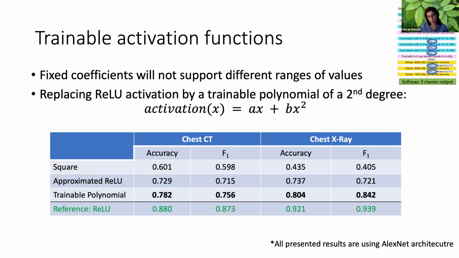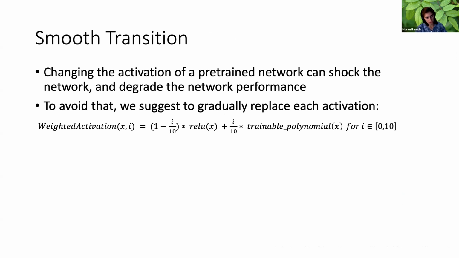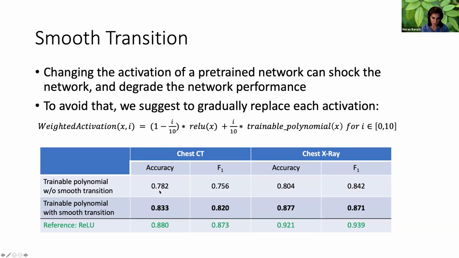So now I'm going to talk about how to change the activation, which we call the smooth transition. If you remember, the original model needs the ReLU activation, but when we move to a polynomial of second degree and change all the activations at once, it can shock the network and degrade the performance. So we would like to avoid that by gradually replacing each activation. For example, here we have the weighted activation. We chose a round of 10 epochs. We would like to change gradually over 10 epochs. For example, we start with ReLU activation and gradually shift to the trainable polynomial until we have only a trainable polynomial activation. And we can see here before the smooth transition and after the smooth transition that we perform better now.